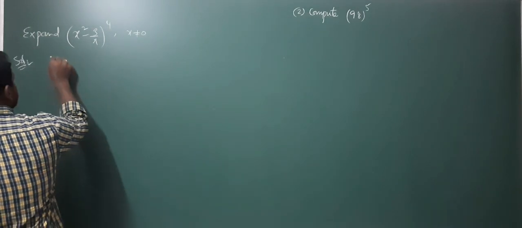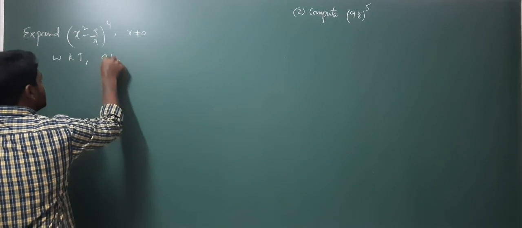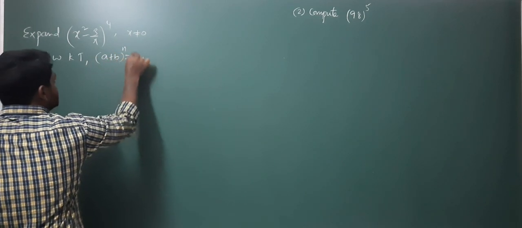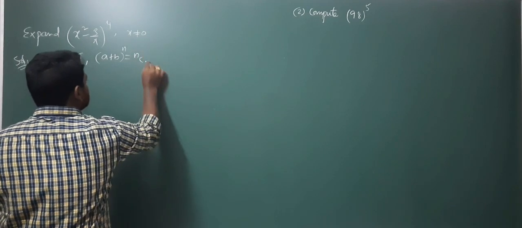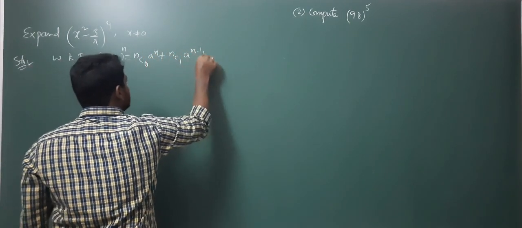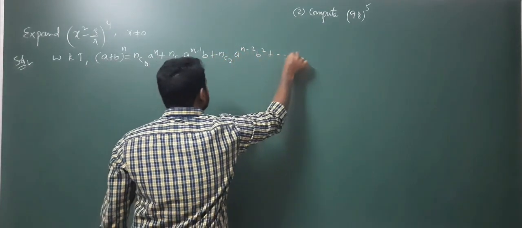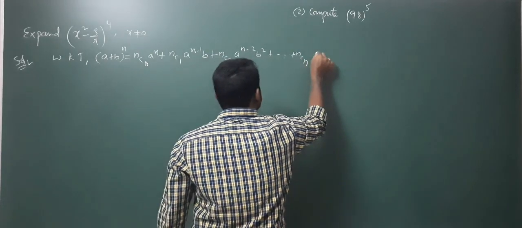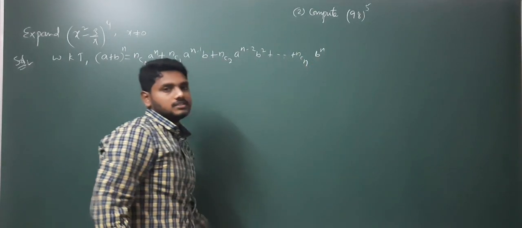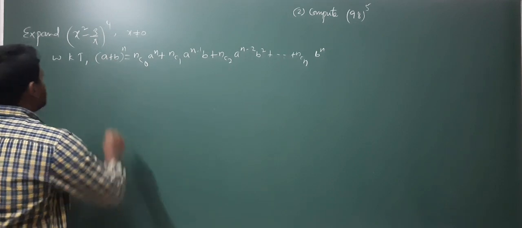So first of all we write, we know that (a plus b) whole power n is equal to nC0 a power n plus nC1 a power n minus 1 into b plus nC2 a power n minus 2 into b square plus so on, nCn b power n. You need to remember this formula at any cost. See, the (a plus b) whole power n formula. Now what is a here?